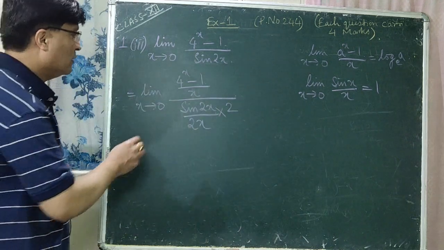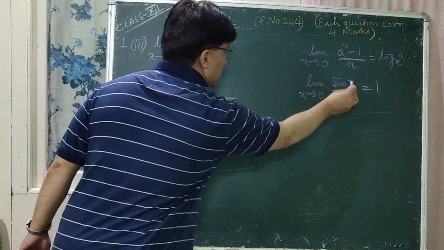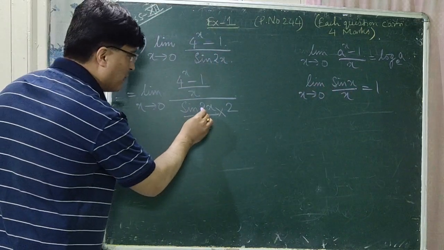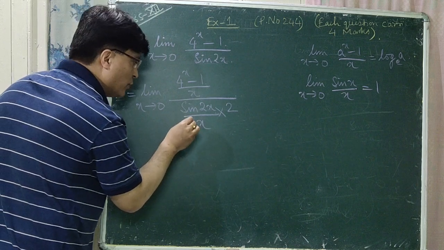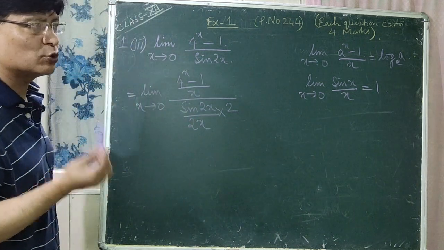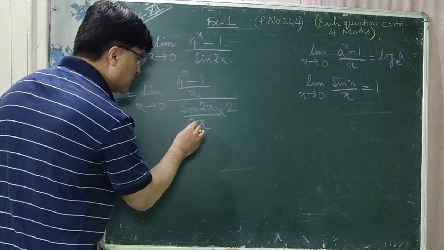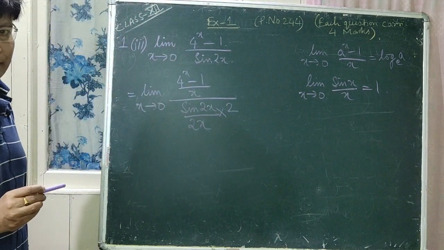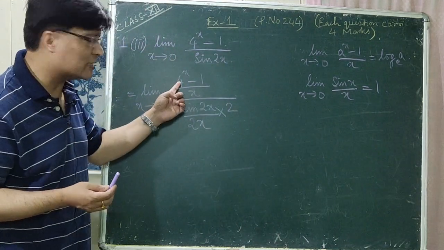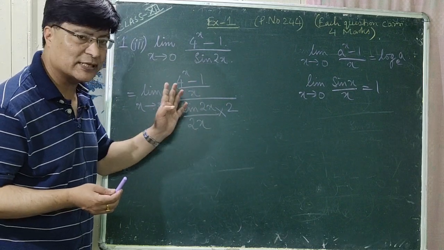So here, in order to convert this expression into the sin x by x form, we have divided this sine 2x by 2. But we are multiplying this x by 2 ourselves, so you have to cancel it. In order to cancel this 2, you have to multiply it by 2 in the denominator. Is that clear? So now this is in the standard form, 4 to the power x minus 1 upon x, and sine 2x by 2x is the standard form.